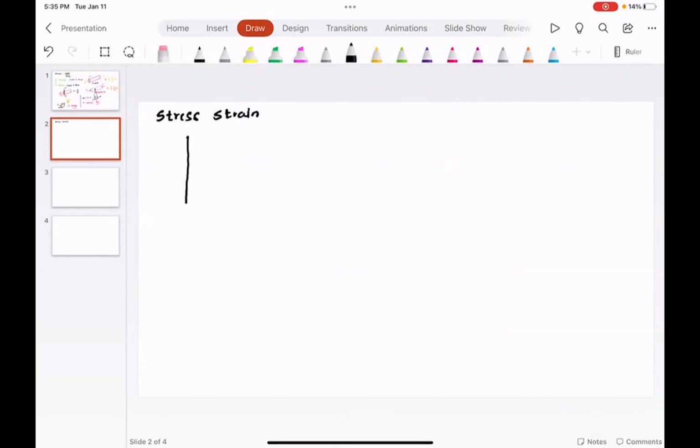So if you look at a mild steel component, and I'm sure you have done this, you have stress on the y-axis and strain on the x-axis. So what you do is you have this component. Usually it's a dog bone type of specimen.